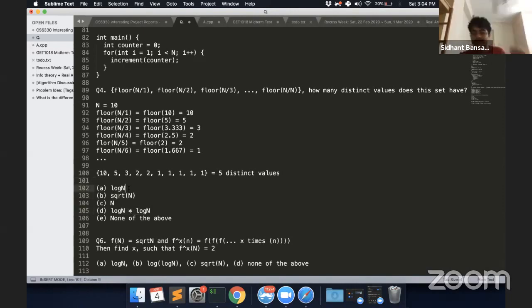And if anyone has these solutions, if they want to discuss their approach or why they think it's correct, they can either write on the chat or just unmute themselves and give their thought process.